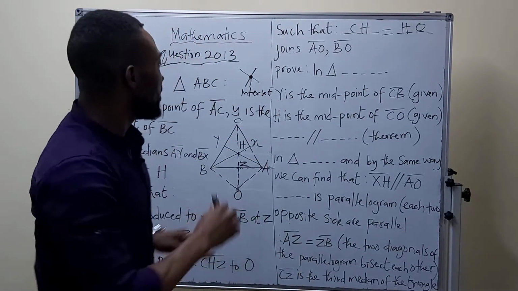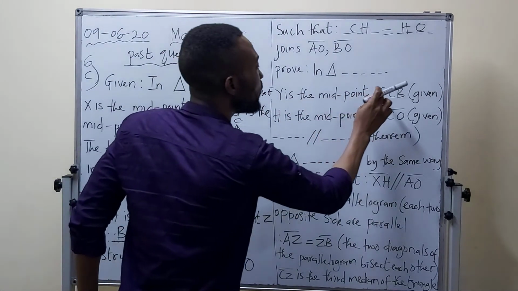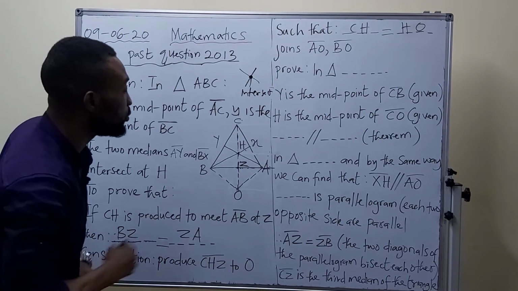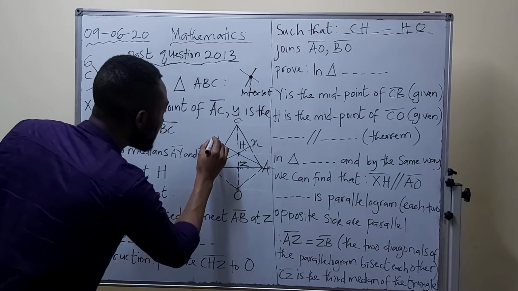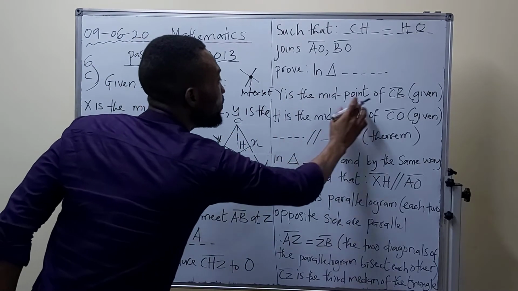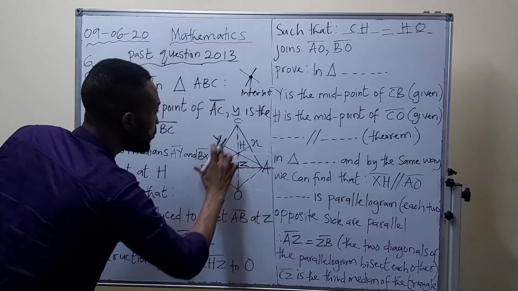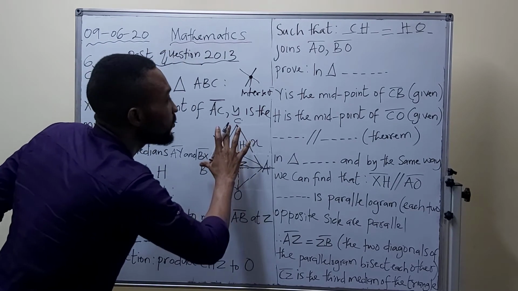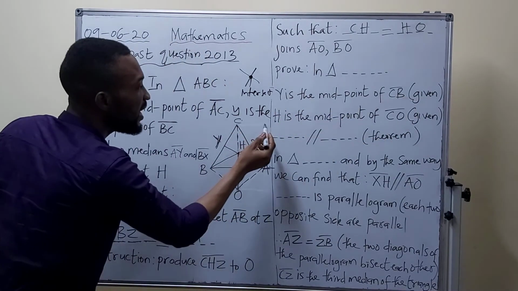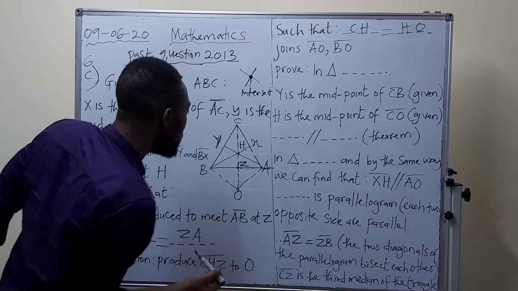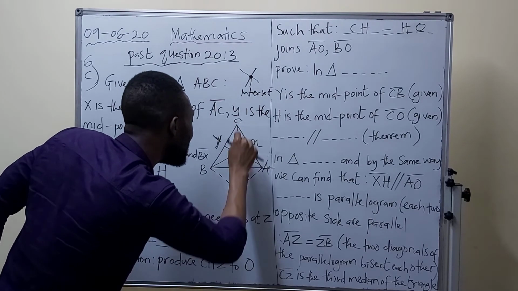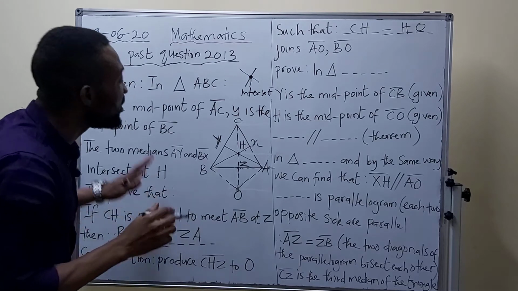Y is the midpoint of line CB. They have already told you where to go. Where is my Y? This is my Y. I see Y is the midpoint of BC. Very good. From this I can pick the triangle they are trying to talk about. Given H is the midpoint of CO. You can see they already give me the clue.